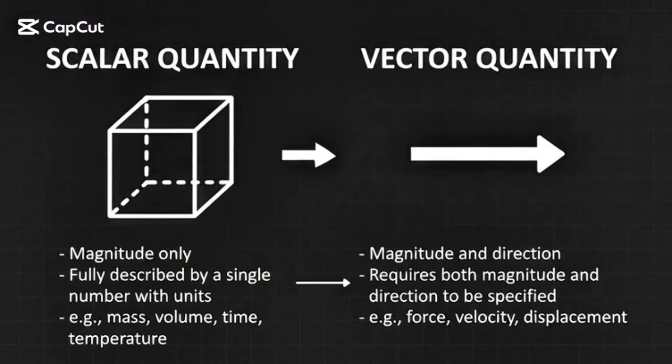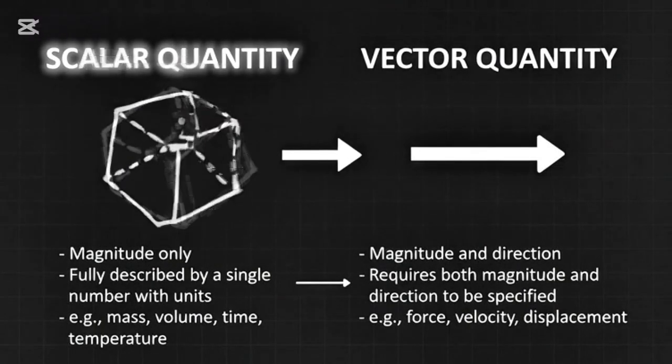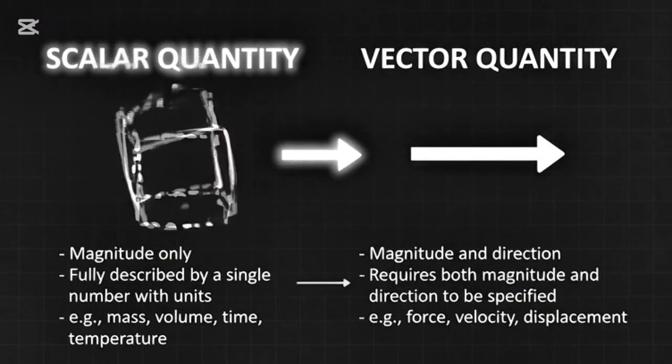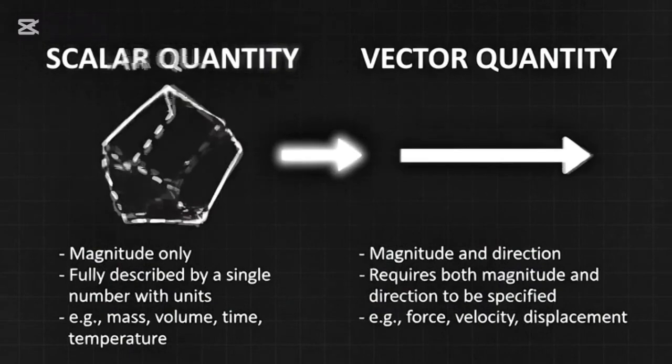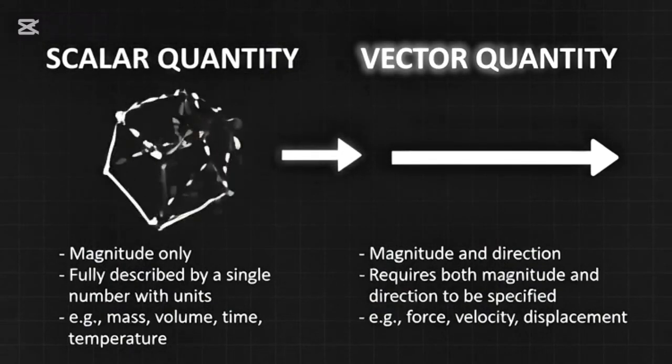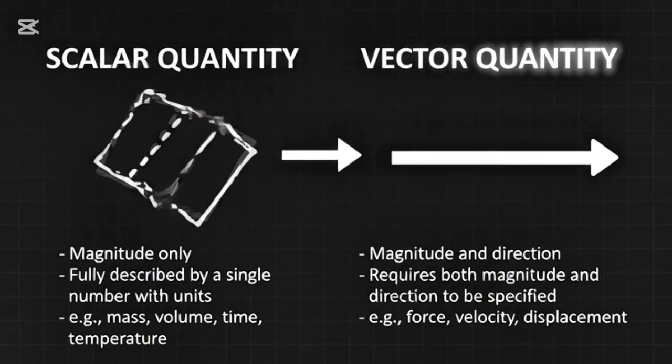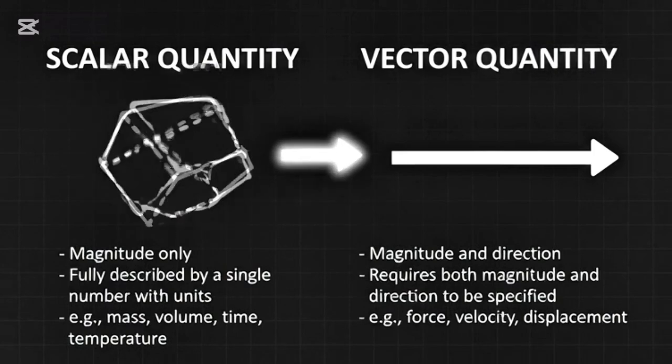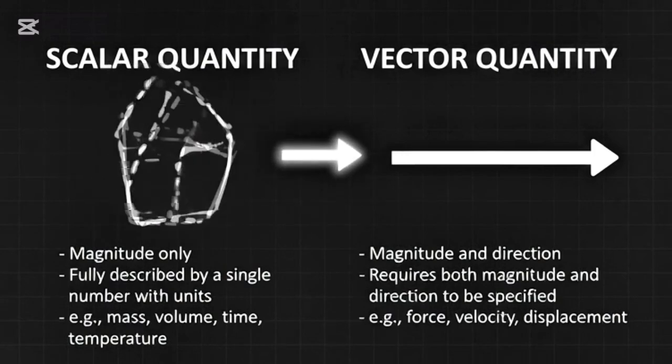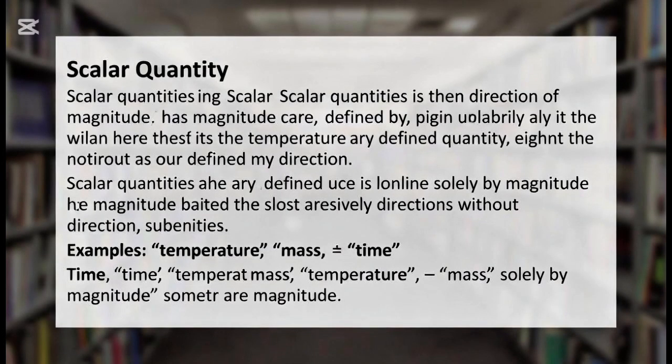In engineering mechanics, one of the most fundamental concepts you must understand is the difference between scalar and vector quantities. These two types of physical quantities form the foundation of how we describe motion, forces, and almost every physical phenomenon in civil engineering and physics. A scalar quantity is a physical quantity that is completely described by magnitude only. It does not require any direction to define it.